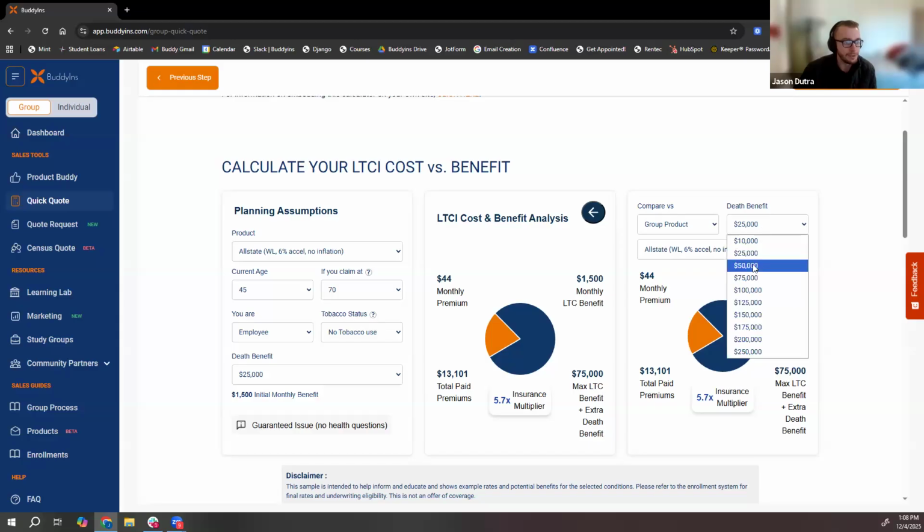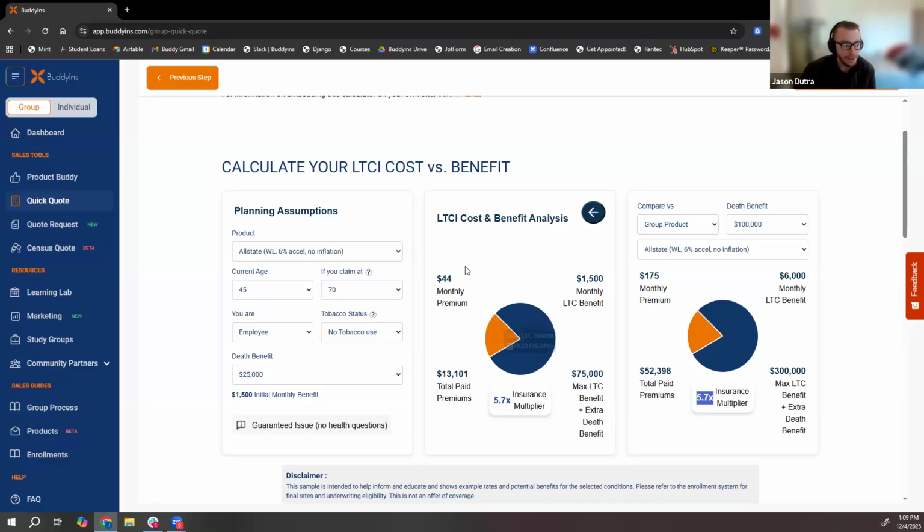But you can compare the same plan to itself at different benefit levels. I think this helps a lot in individual employee consultations, where somebody is deciding, do I start with something small or do I try to purchase all the way up to the guaranteed issue maximum today?